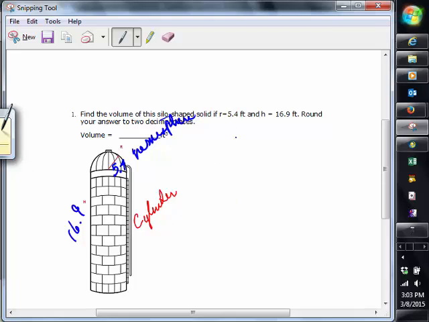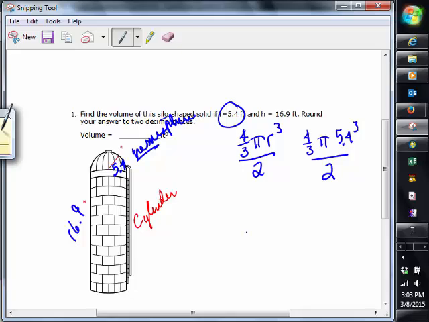Okay, so for the hemisphere part, the volume is 4/3 pi r cubed, but since it's a hemisphere, we have to divide that by 2. Well, r is 5.4, so it's 4/3 pi times 5.4 cubed divided by 2. But then we have to add on the cylinder part.